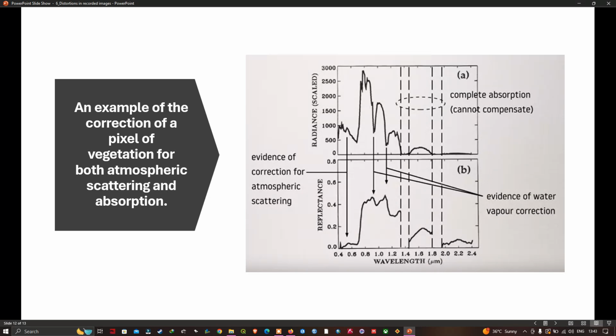This slide is an illustration of the effects of all atmospheric constituents on the spectrum of a vegetation pixel at the top. It also includes the distortion caused by the shape of the solar radiation curve. The corrected version is at the bottom here. Note that a complete absorption due to water vapor cannot be compensated, but that is not a problem because there is usually no significant information available in those regions anyway.